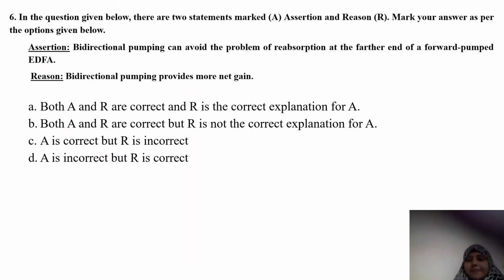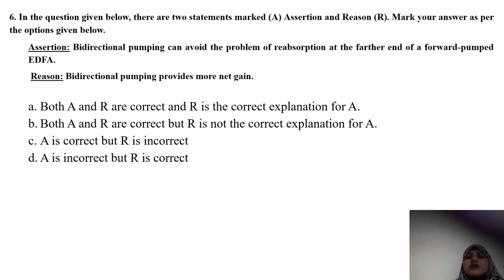Okay, next. Here we have two statements. One is assertion. Assertion is just a statement. It can be correct, it can be false, and there is another statement which is the reason. So reason and assertion can both be correct, or both be false, or both can be correct but the reason might not be the correct reason for the assertion, or the reason can be a correct explanation for the assertion.